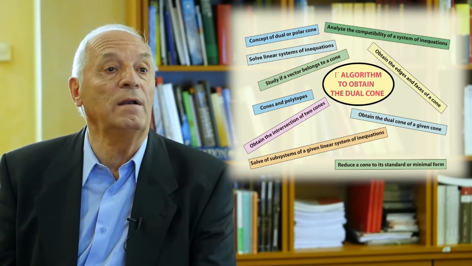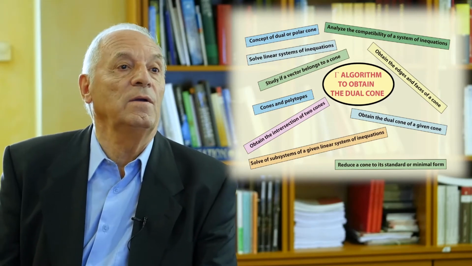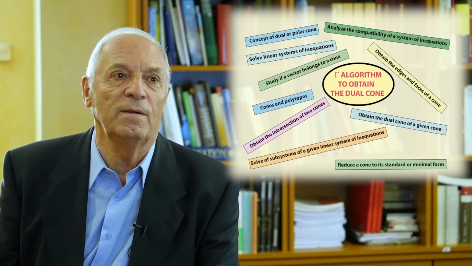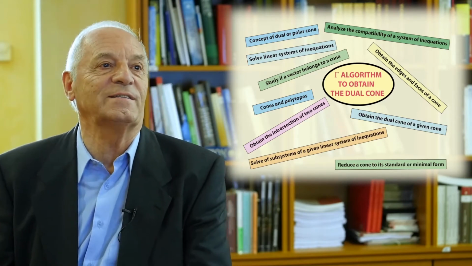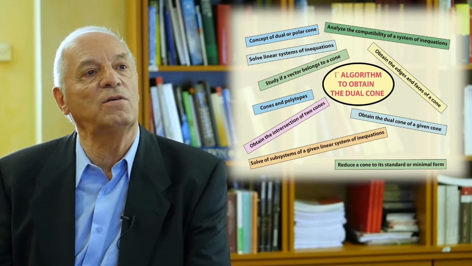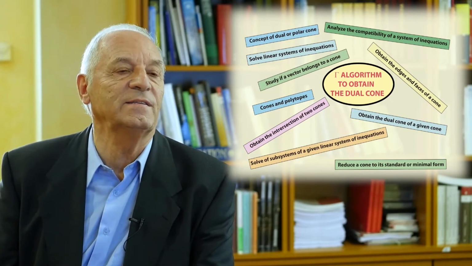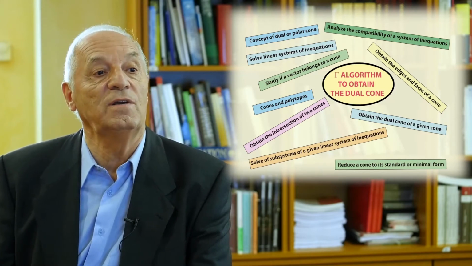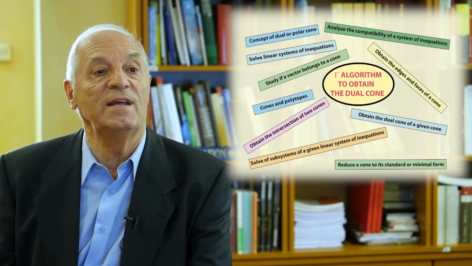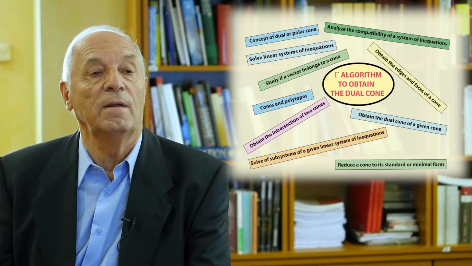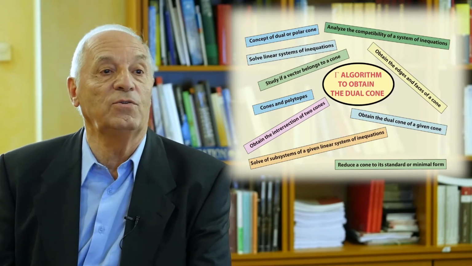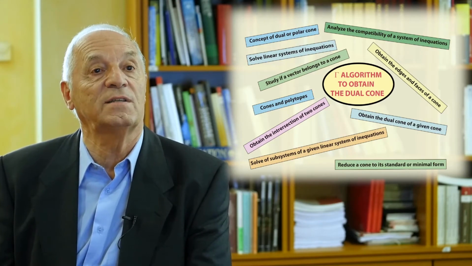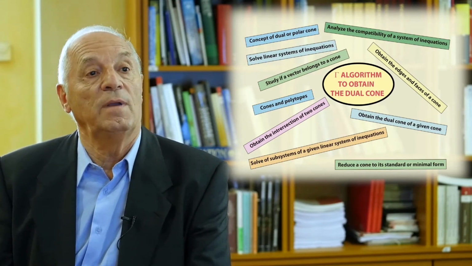So we have the algorithm, and then we can study if a vector belongs to a cone. It is not an easy problem because we have inequalities. We can solve systems of linear inequalities. We can obtain the dual cone. We can solve subsystems of a given linear system of inequalities. We can reduce a cone to its standard or minimal form, or a polytope to its standard minimal form, etc.